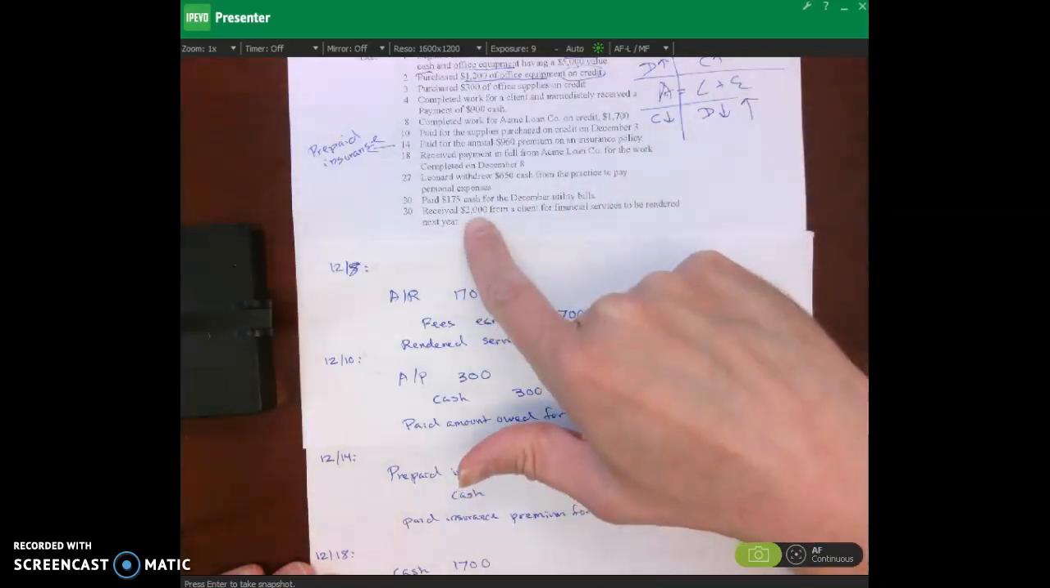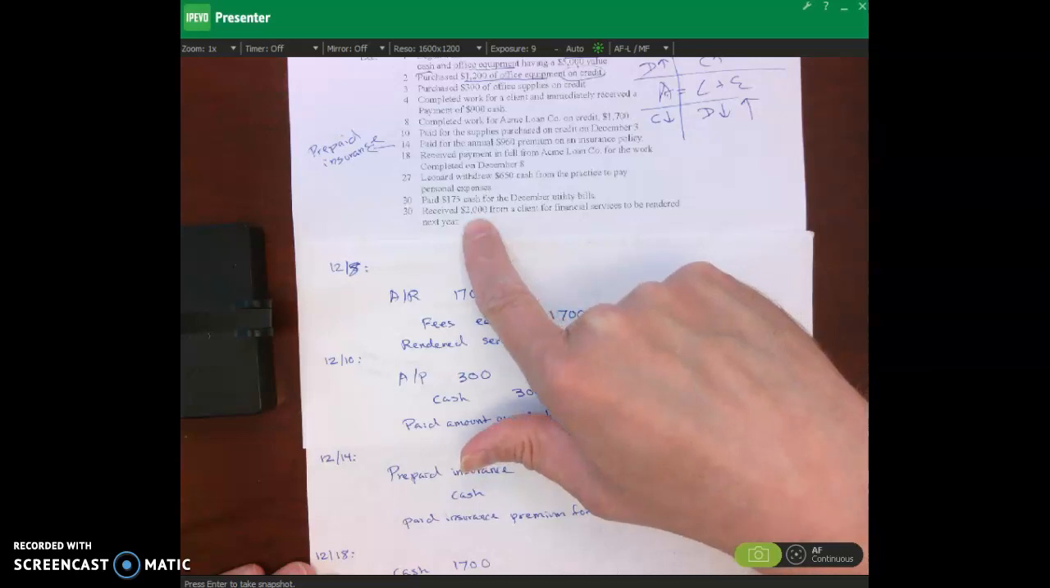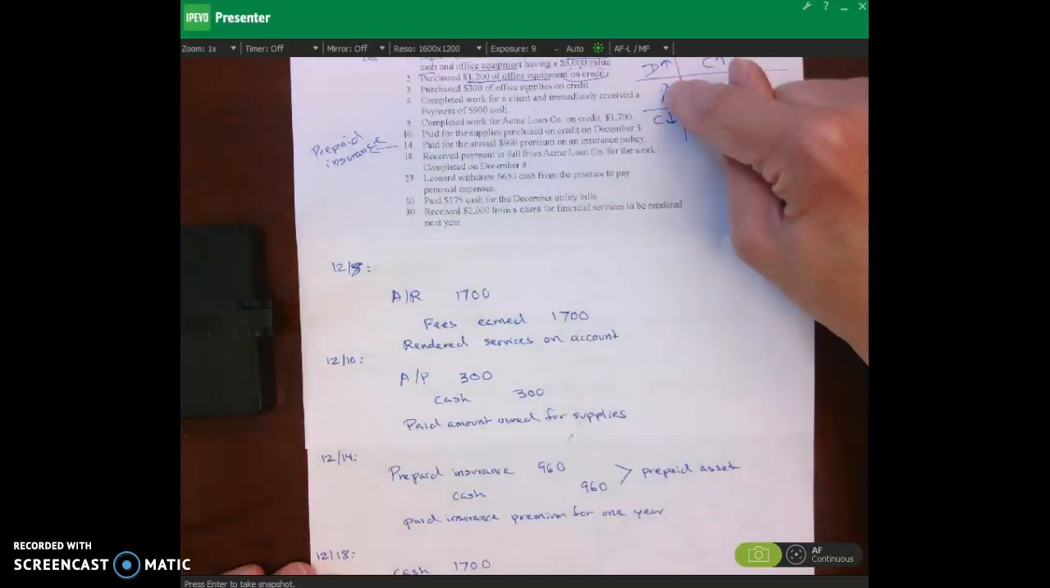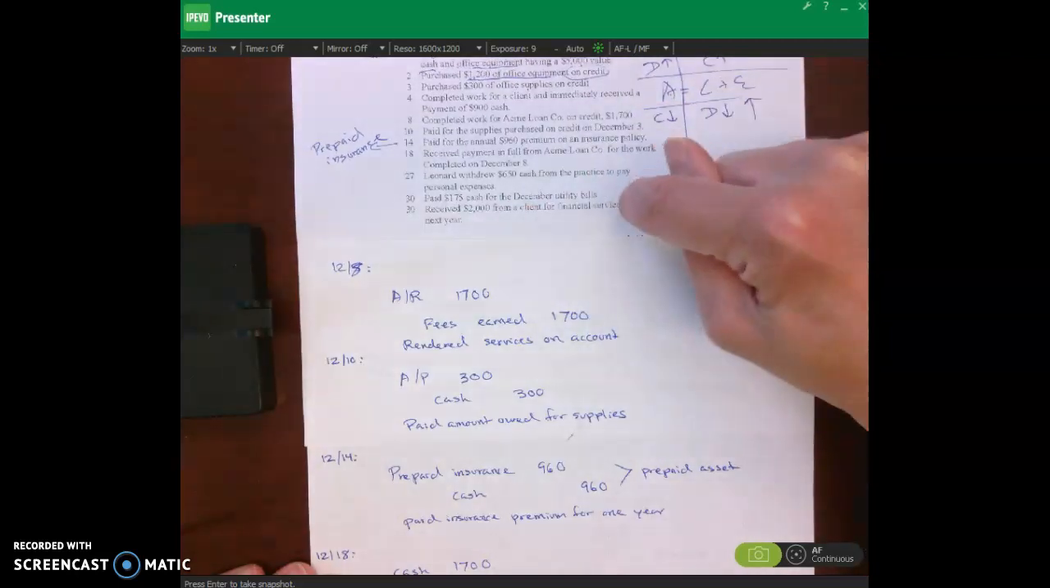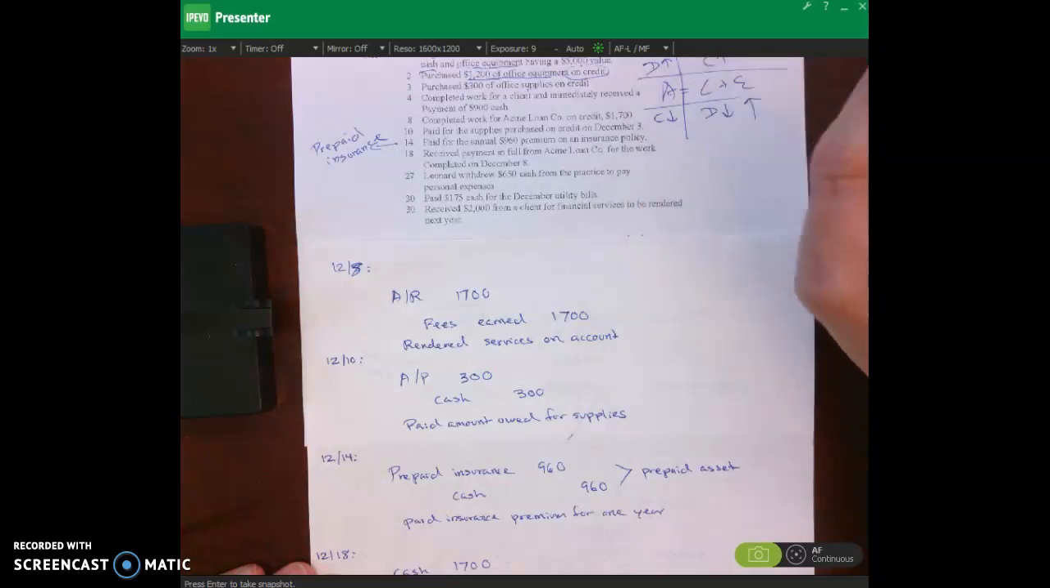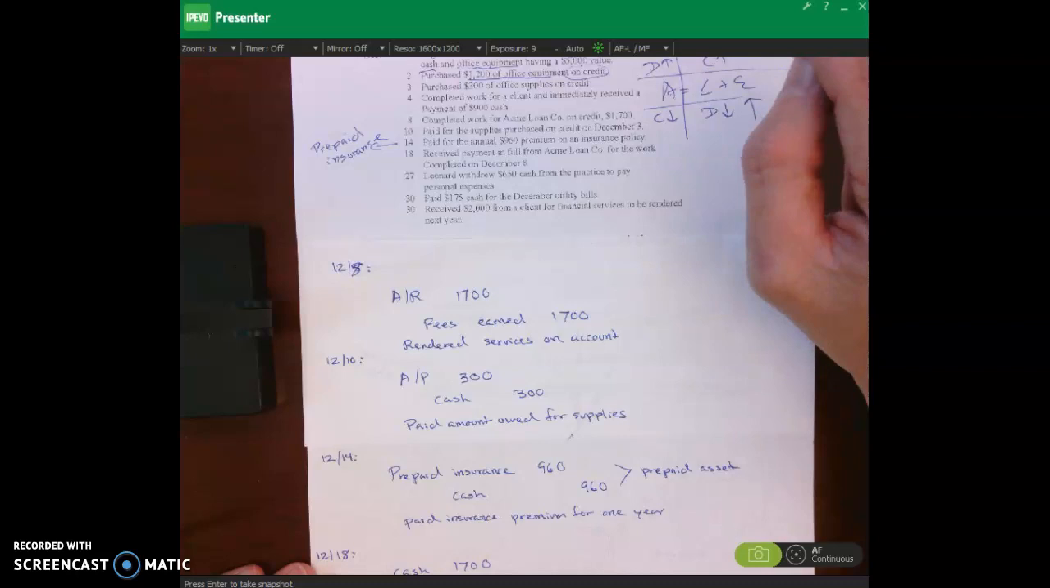Well, I'm getting cash up front. That's what it's telling you. I'm getting cash. Where do we put cash? It's an asset. How do I increase an asset? With the debit. So I know I'm going to debit cash. Now I'm getting paid up front. Remember, we've talked about that. That's unearned revenue.